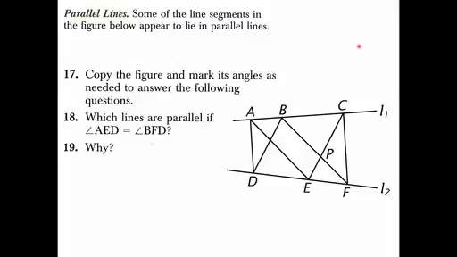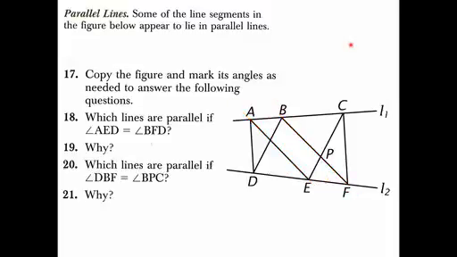So you're supposed to trace this, mark the angles as needed, and then answer questions. Which lines are parallel if those two angles are equal? And then why? How about if those two angles are equal? Which lines are parallel? You saw there's a spoiler on the last one. Try to figure it out yourself. You'll need to have two lines and you'll need a transversal. So the trick is find the transversal.